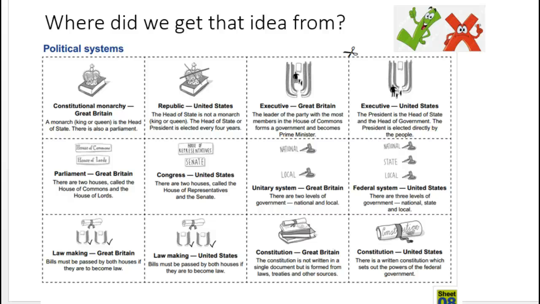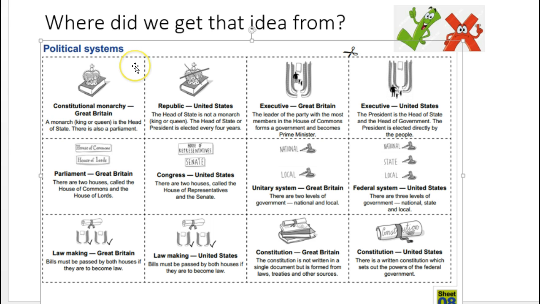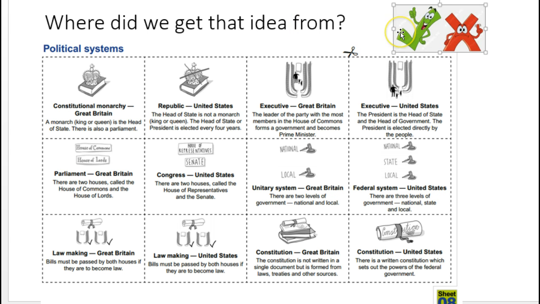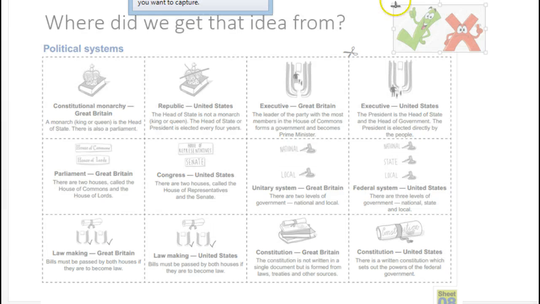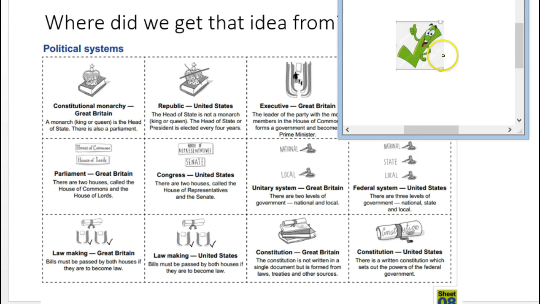So with your green pencil, if the box here is yes, Australia got that idea from that particular country, we're going to do a big green tick. Just like this one up here. If nope, that's not the same system of government we use, then we're going to put a red cross through the box. You don't have to go and cut it all out. That's not necessary. So what I'm going to do is just take a little snip of this little green tick.